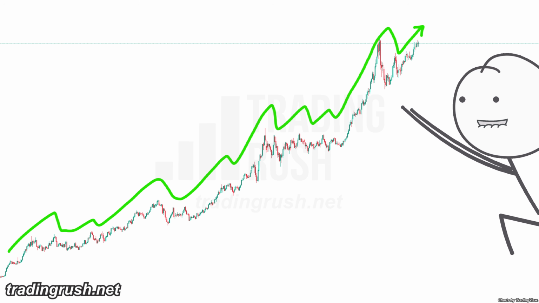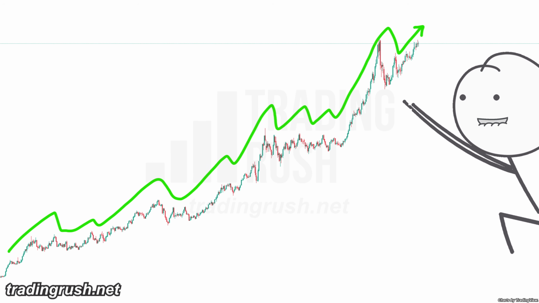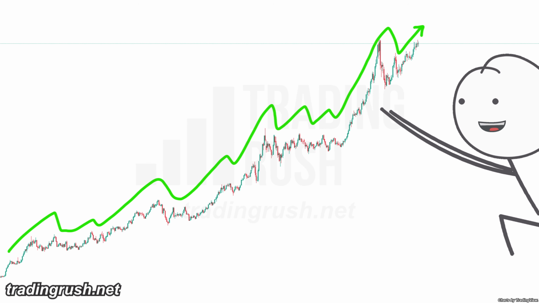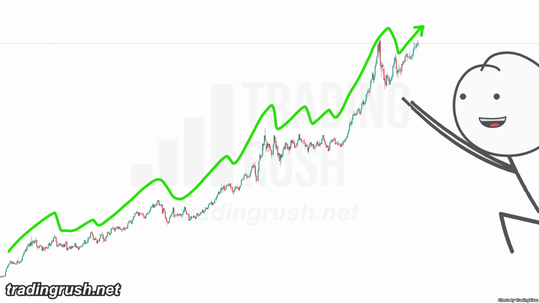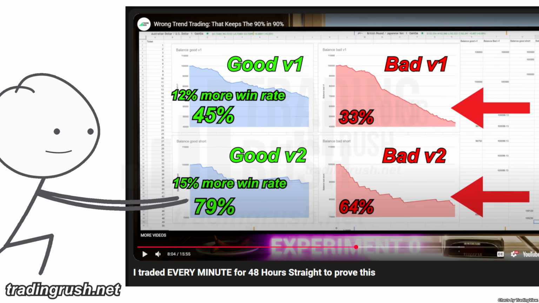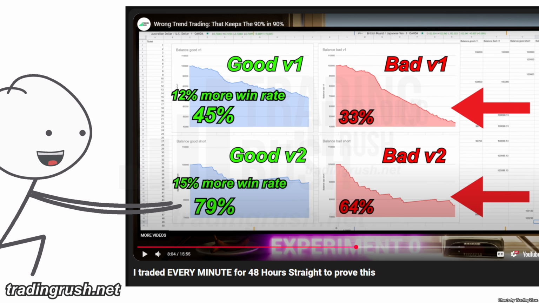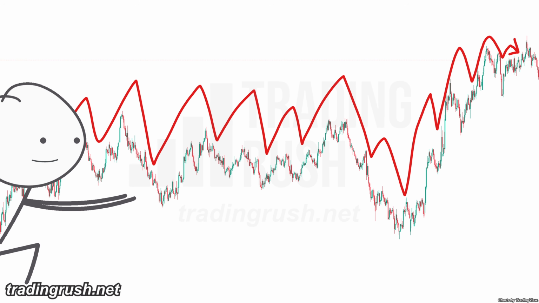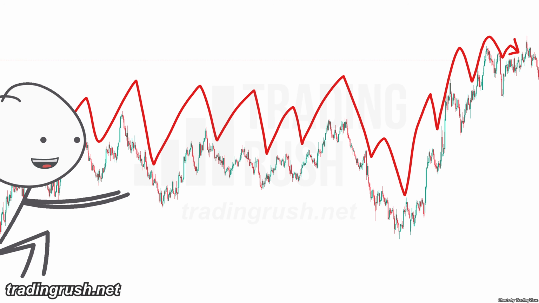The probability of continuing in the trend direction is not 100%, but more than 50% of the time. We all know no one is right 100% of the time, but that just above 50% probability of a trend continuing is what makes money for trend traders. We literally have data on the Trading Rush channel that says the price has a higher probability of moving in the trend direction. But what about the hindsight I mentioned near the start of the video?